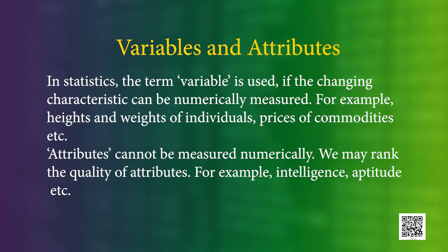However, in statistics, the term variable is used only if the changing characteristic can be numerically measured. Thus, heights and weights of individuals are variables as they can be measured in numerical terms. Prices of commodities vary over time and space and they can be numerically measured. Therefore, price is a variable. Similarly, incomes of individuals, household expenditure on various items of consumption, size of households, inputs and outputs of firms are all variables.